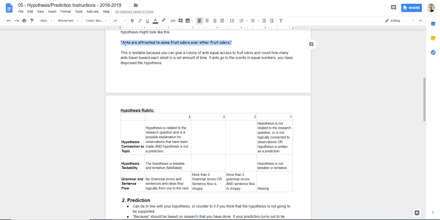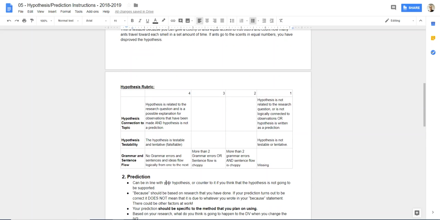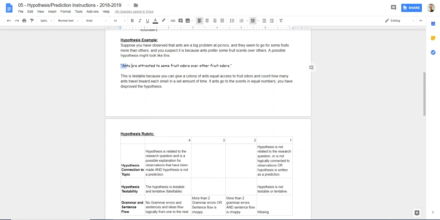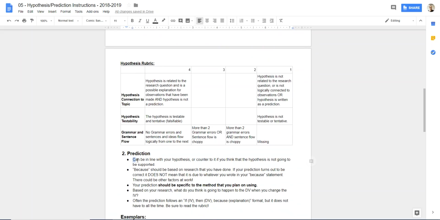Like that would be a prediction that would be in line with this hypothesis. You can also have a prediction that is counter to your hypothesis. That would be like ants. You think this is going to be disproved. I don't think that ants are going to be attracted to any specific fruit. Either way, you're making a prediction in line with your hypothesis or counter to it, but one or the other.